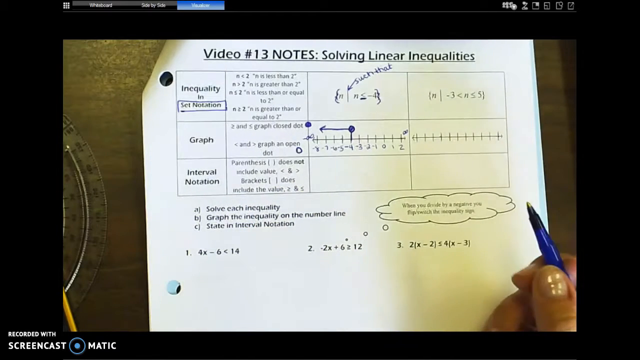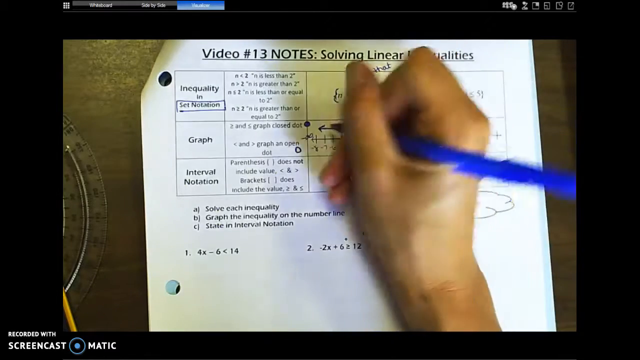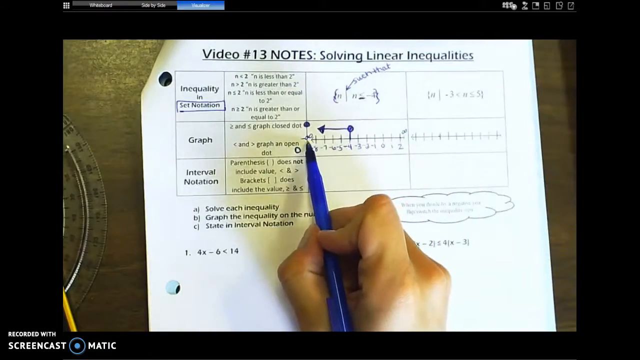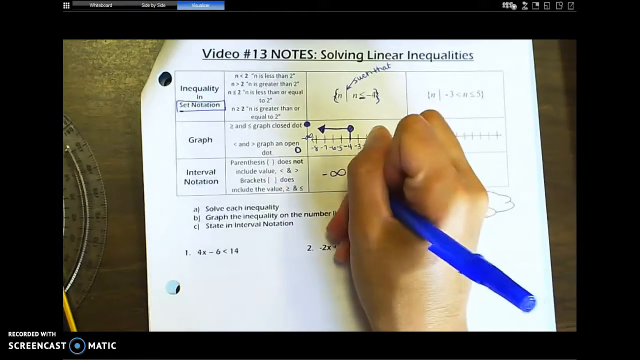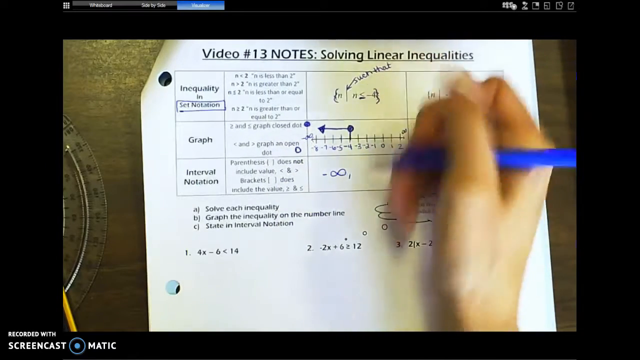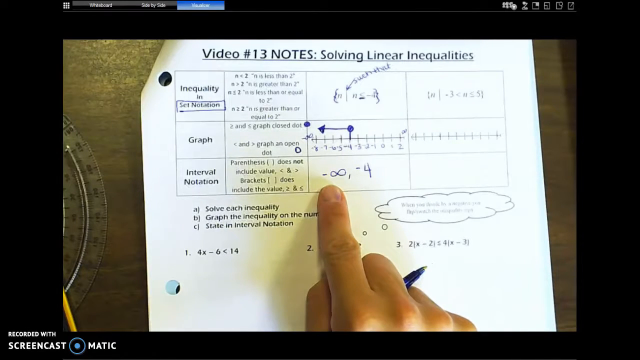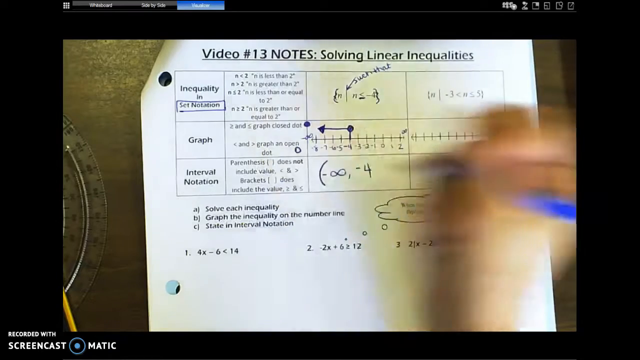Let's take a look here. Our arrow is going towards negative infinity. So my answer is going to be between negative infinity and -4, where it stops. Now let's think: can I ever get to negative infinity? No, we can never get there, so we can't include it. That means we put a parenthesis around negative infinity.